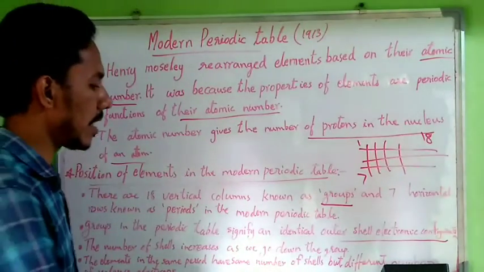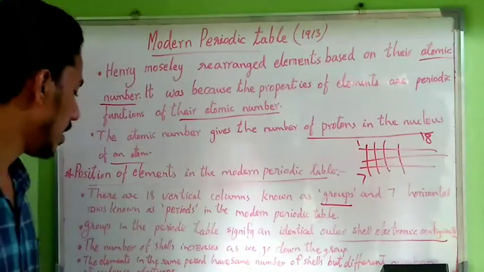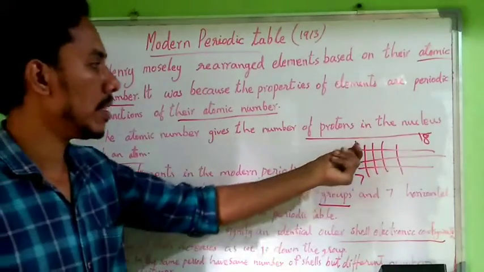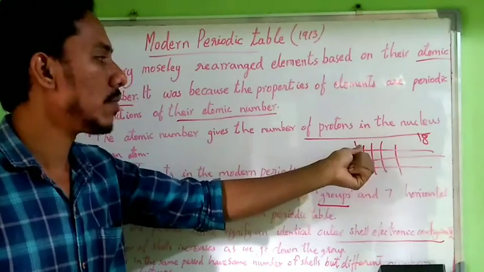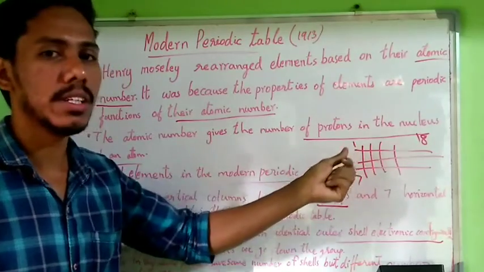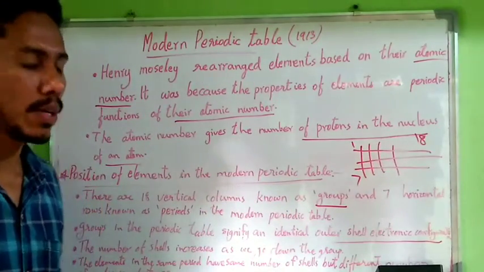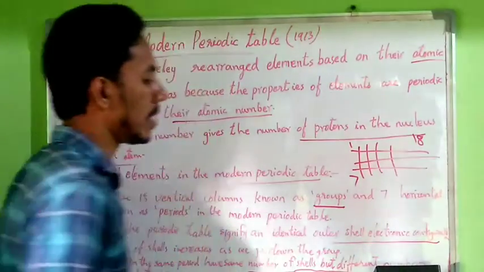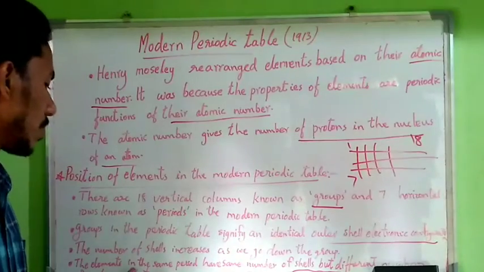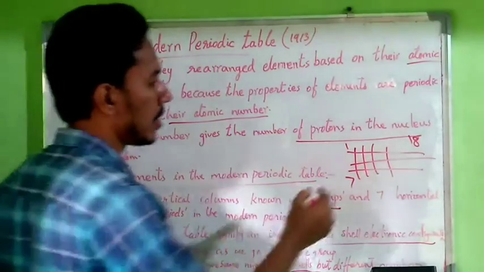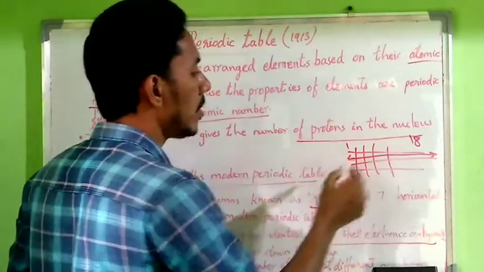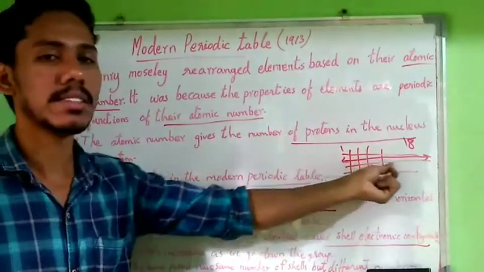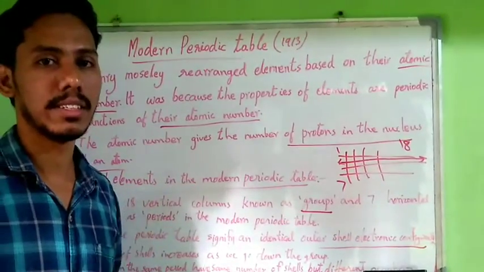The number of shells increases as we go down the group. The number of shells in the first period is 1, the second period is 2, the third period is 3, and the seventh period is 7 shells. The elements in the same period have the same number of shells but a different number of valence electrons. The valence electrons should be different; it is increasing.